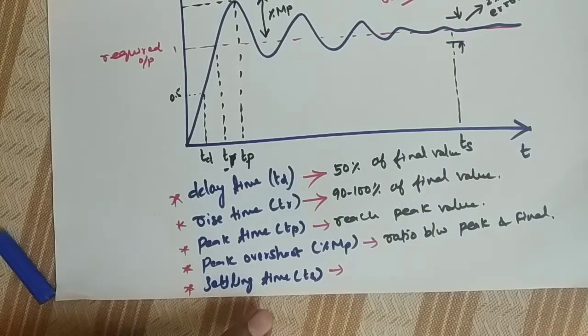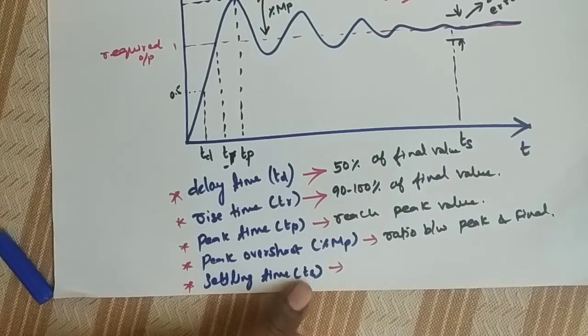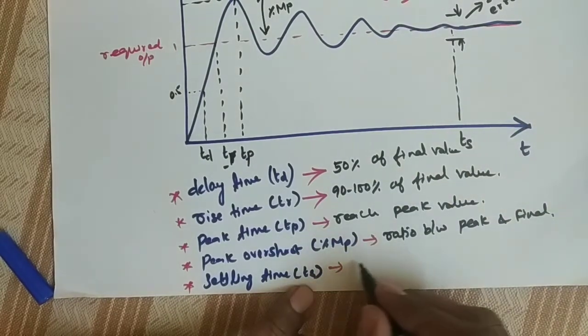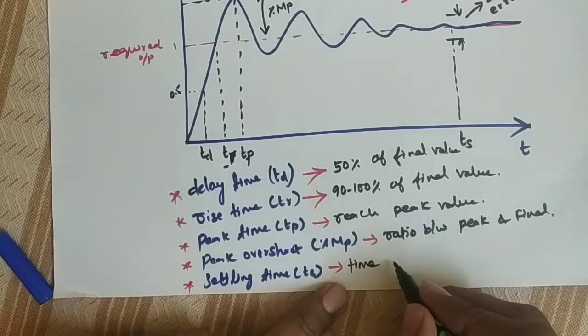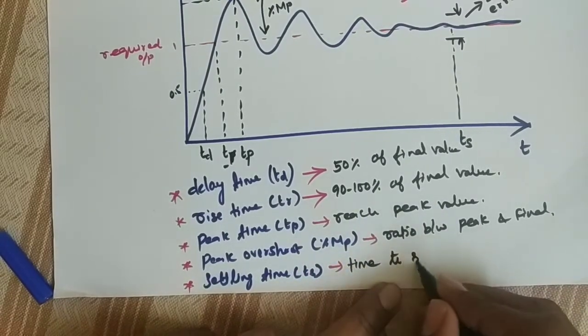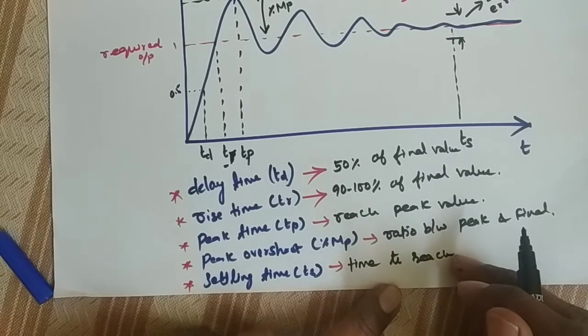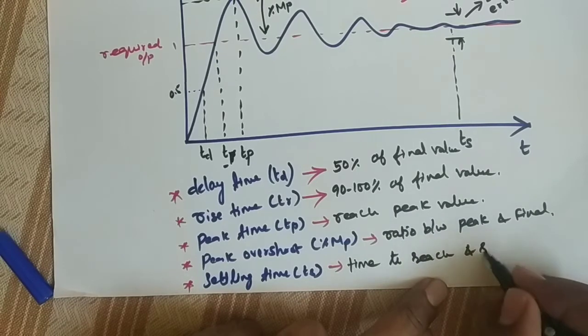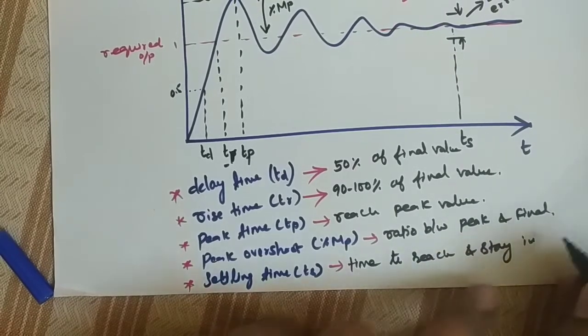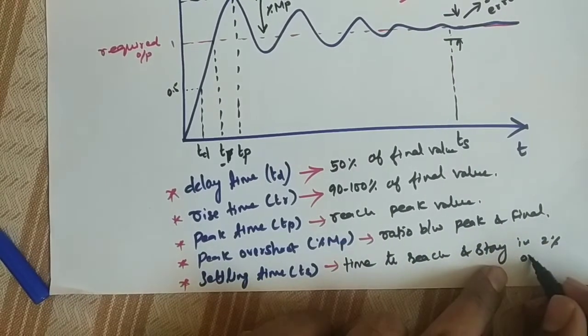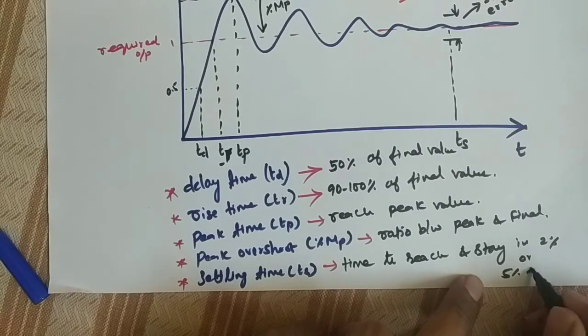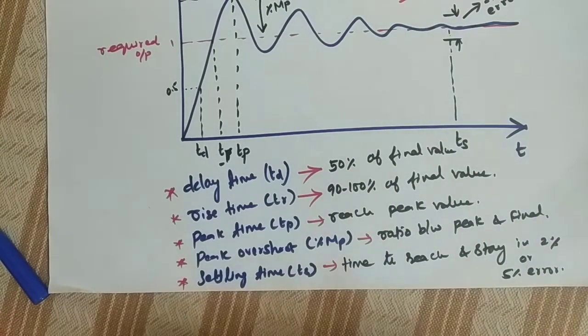Settling time. Settling time is TS. This is nothing but a time period. Absolutely, it is a time period: the time to reach and stay within 2% or 5% allowable error.